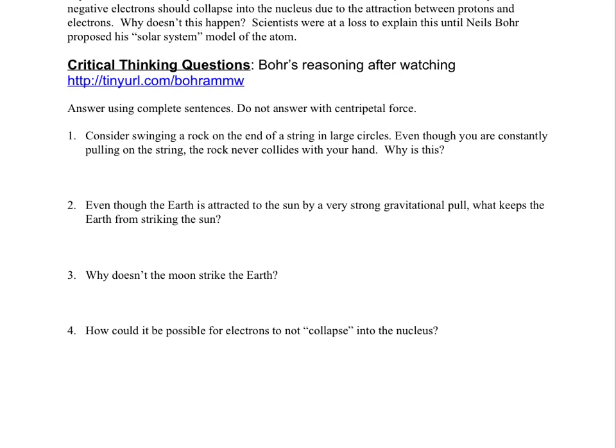Okay, so these questions are all basically the same. Consider swinging a rock on the end of a string in large circles. Even though you're constantly pulling on the string, the rock never collides with your hand. Why is this? The basic idea is because the rock is in constant motion.